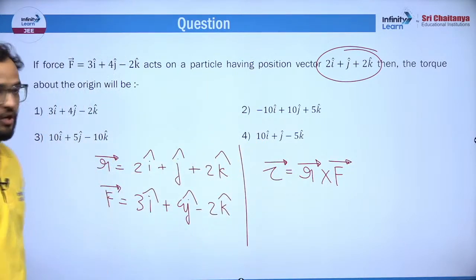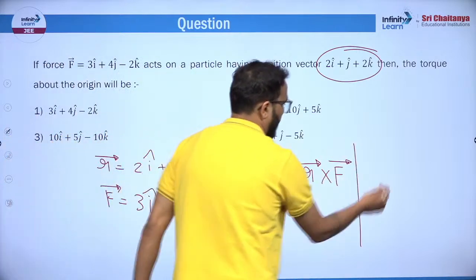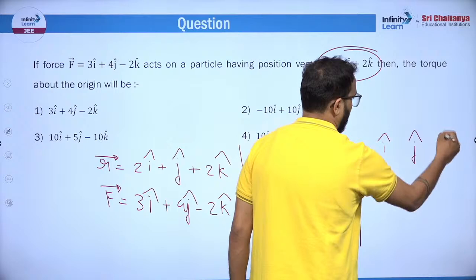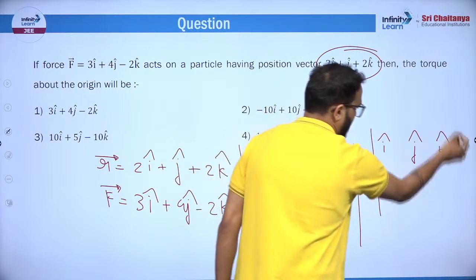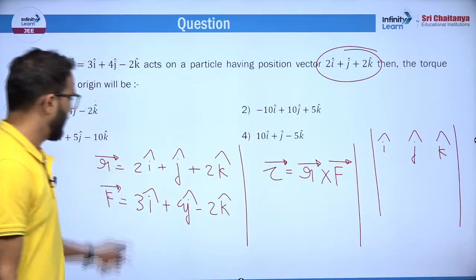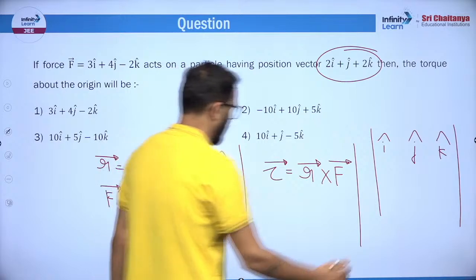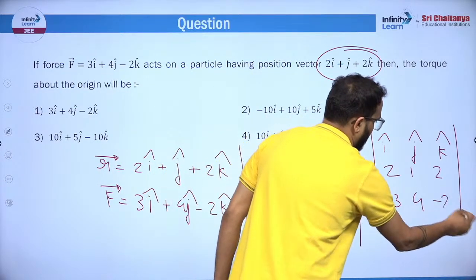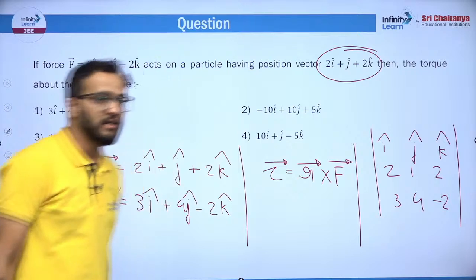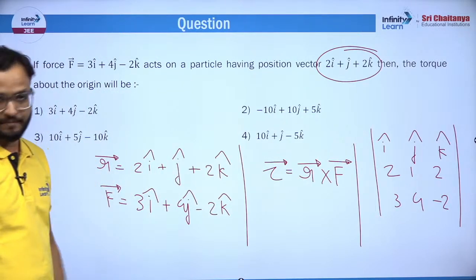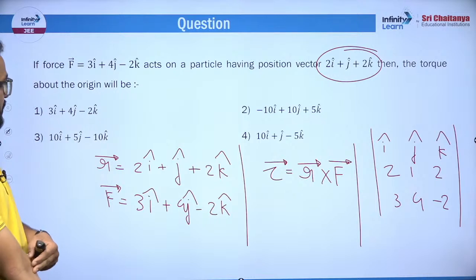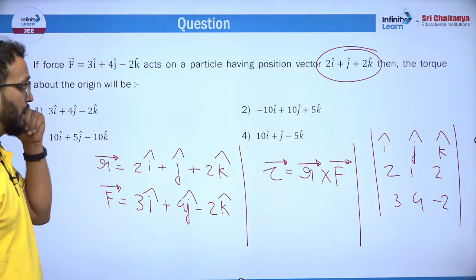How do you do this cross product? Everybody knows this. We will write i cap, j cap, k cap. Form a matrix here. r cross F: 2, 1, 2 and 3, 4, minus 2. Just do the cross product, solve it and get your right answer. Okay? Did you understand?